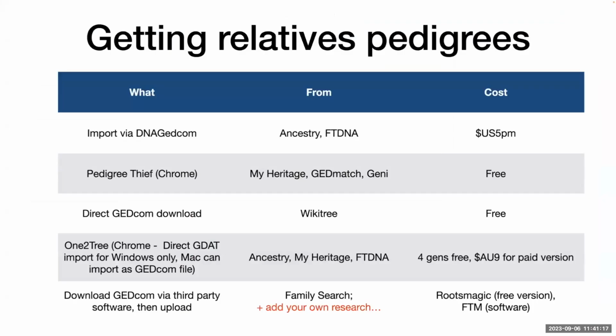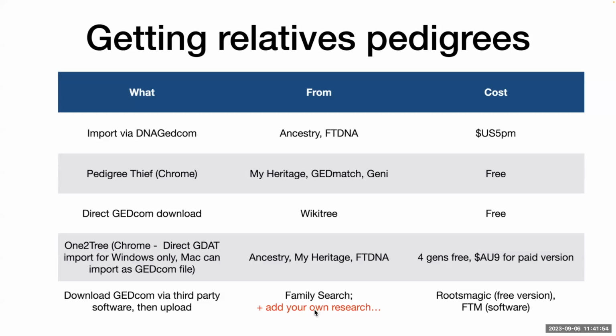So in terms of getting relatives' pedigrees, there's lots of different ways you can get the information. You can go through DNA GEDCOM, which costs money. Pedigree Thief is free, but it only works on these sites. Wikitree is a good one if your matches are on Wikitree, because you can download their GEDCOMs from there for free. One2Tree only works on certain things. But by being able to download a GEDCOM and bringing in a GEDCOM, you can use Family Search or take things out of your own tree.